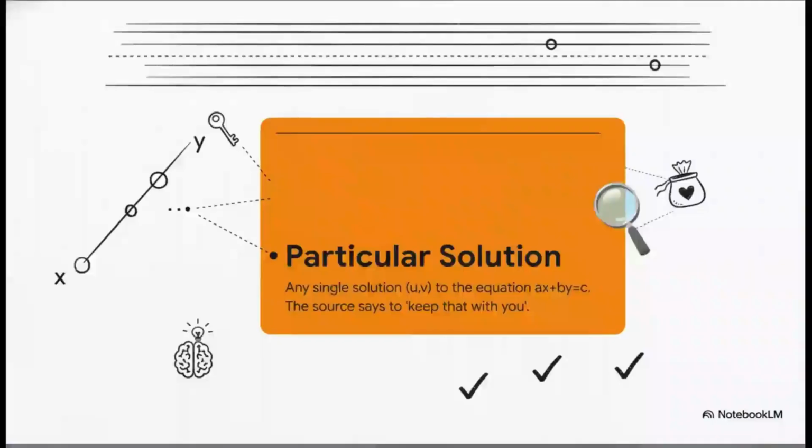And I want to be super clear here, the particular solution isn't some magical unique point. It's just any single pair of numbers that works. For our old friend x minus y equals 1, the point 1 comma 0 works. So does 2 comma 1. You just have to find one of them. And like the source says, keep that with you. It's that important.